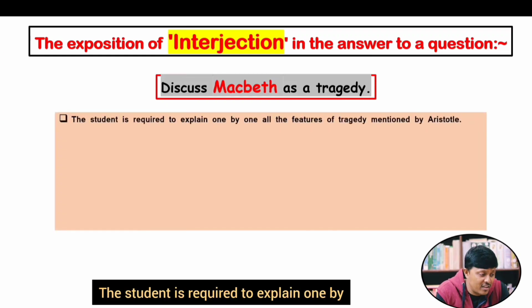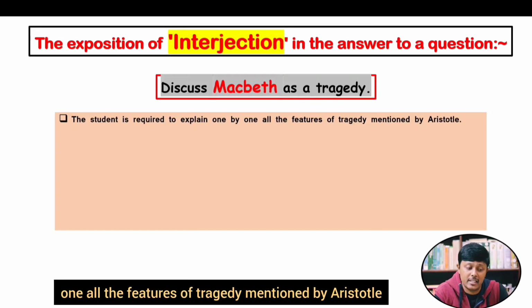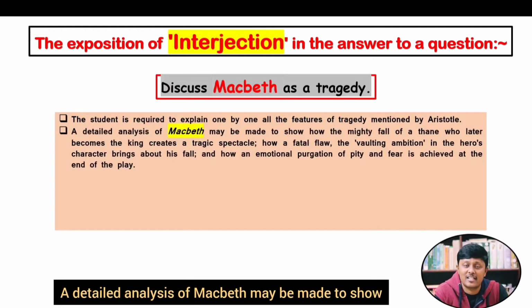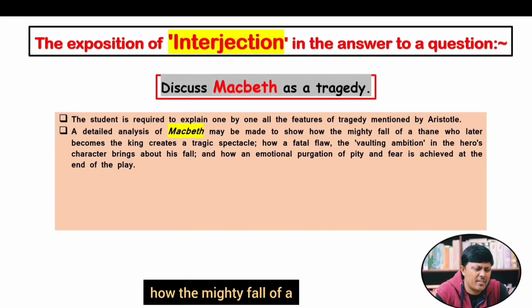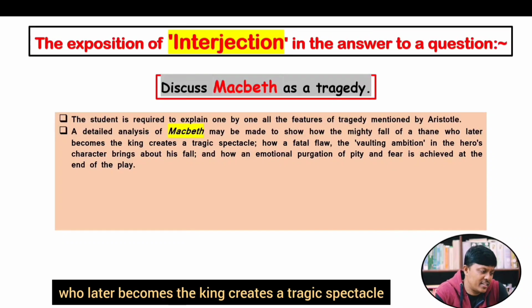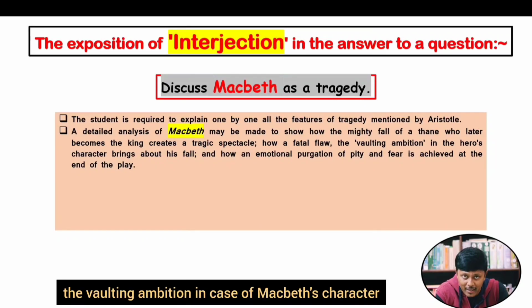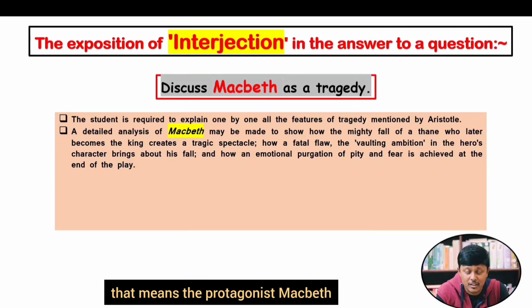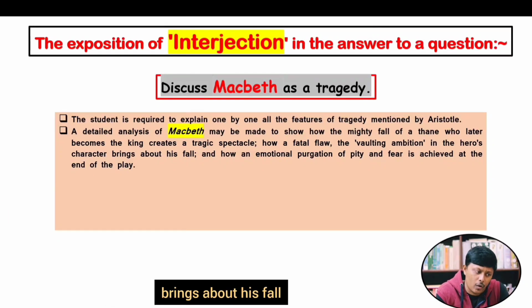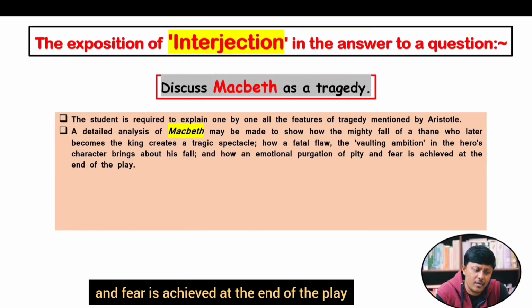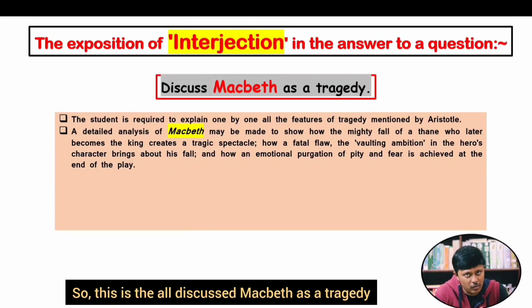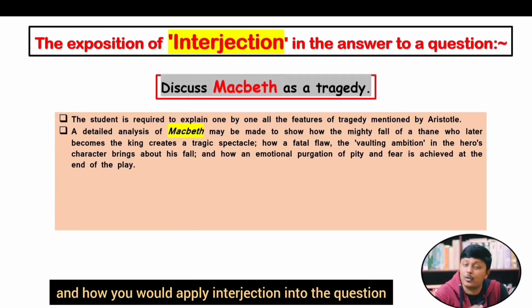The student is required to explain one by one all the features of tragedy mentioned by Aristotle. A detailed analysis of Macbeth may be made to show how the mighty fall of a king who later becomes the king creates a tragic spectacle. How a fatal flaw, maybe hubris or error of judgment, hamartia, the vaulting ambition in the case of Macbeth's character, in the hero's character, that means the protagonist Macbeth, brings about his fall, and how an emotional purgation of pity and fear is achieved at the end of the play. So, this is all: discuss Macbeth as a tragedy, and how you apply the interjection into the question.